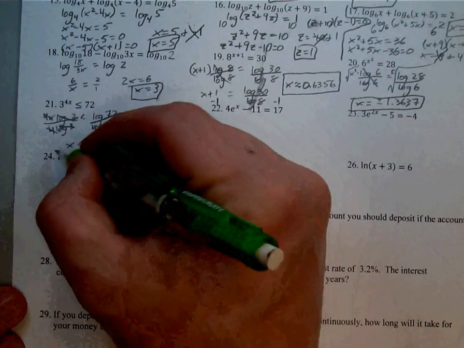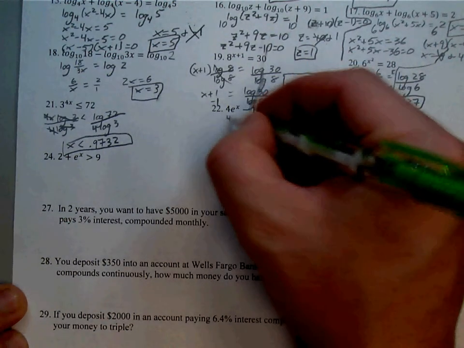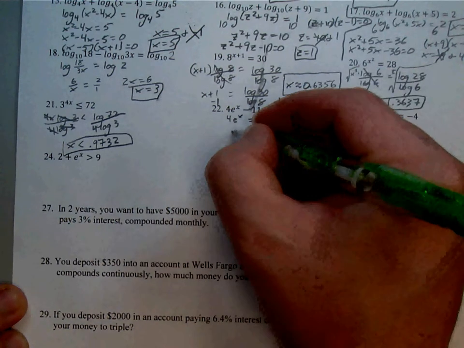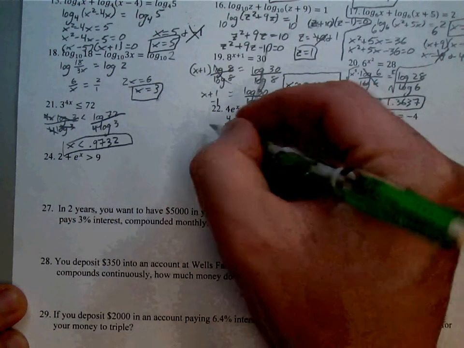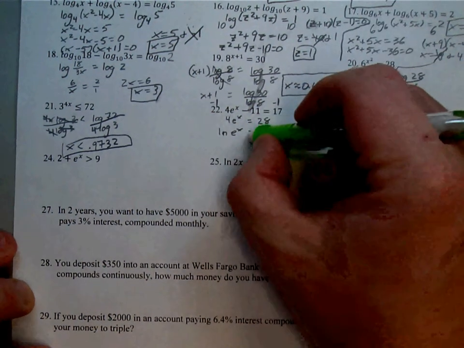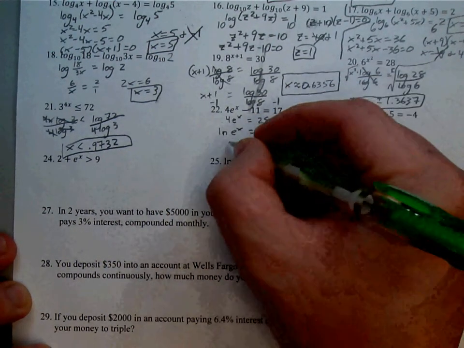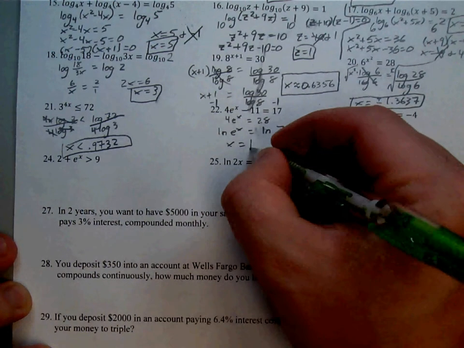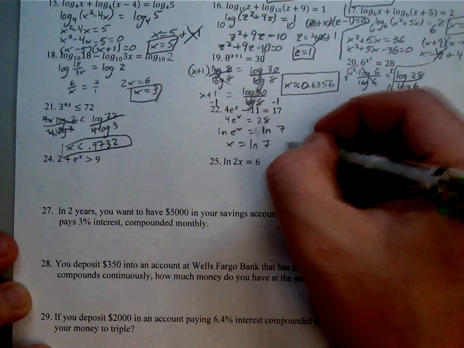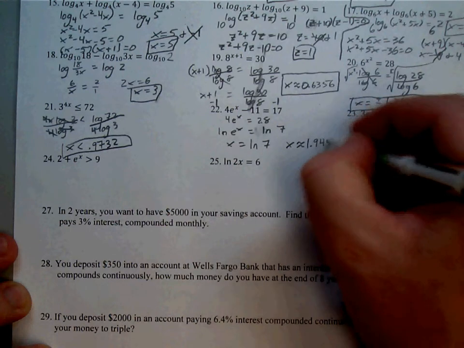Alright, so then number 22, I'm going to add the 11 first. I'll divide by the 4 next. And then we're going to ln both sides. Ln, slide it in front of both of those. So that was a 7, but I'm going to put an ln in front of it. So on the left side I just get x equals ln of 7. So let's type in ln of 7 on the calculator. I get 1.9459.